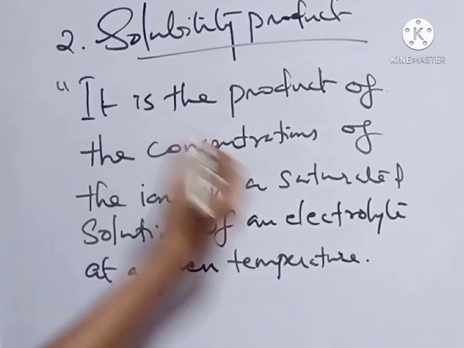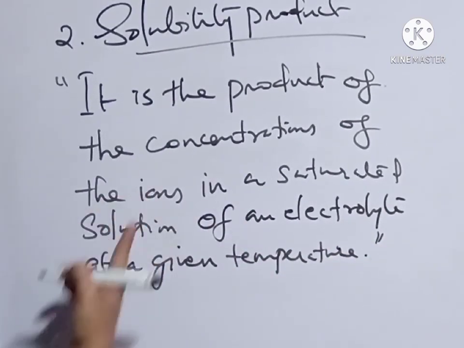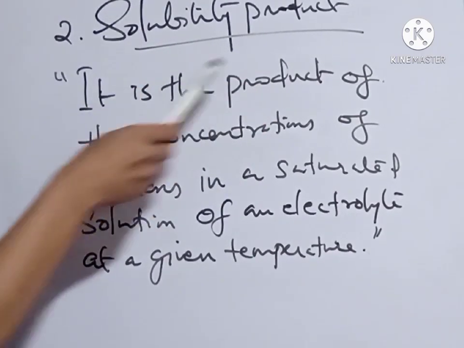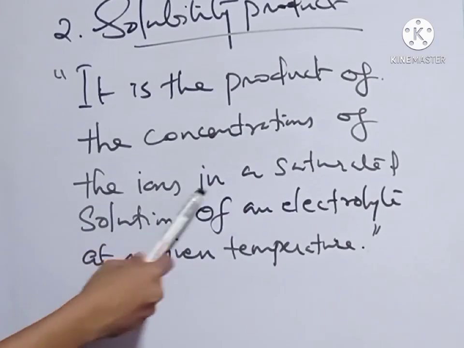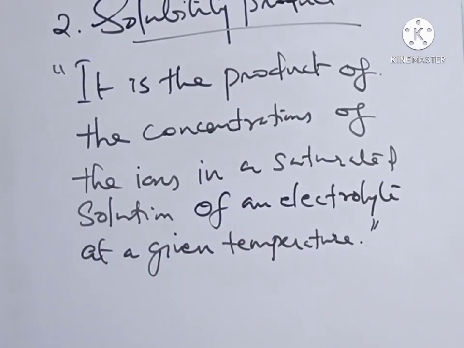So this is a temperature dependent factor. That is why temperature is also mentioned in the definition. So solubility product is the product of the concentration of the ions in a saturated solution of an electrolyte at a given temperature.